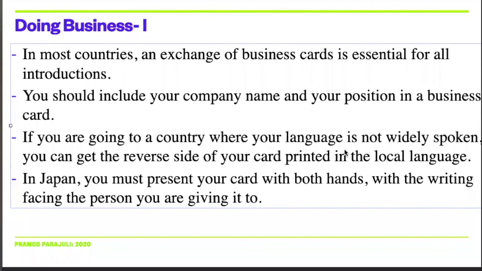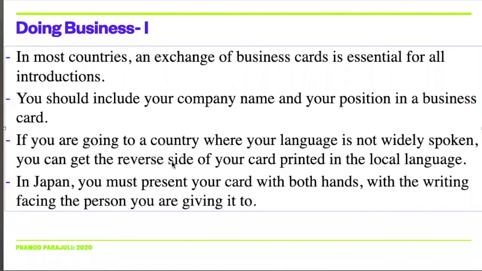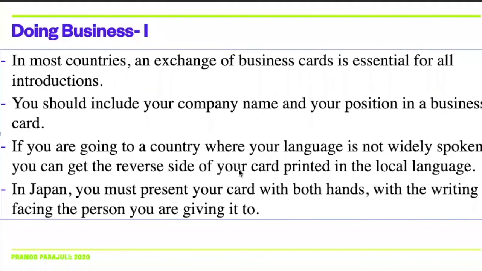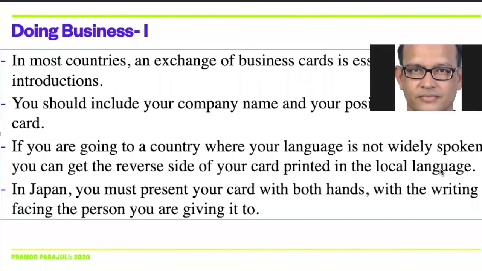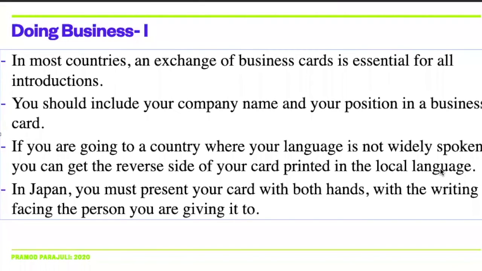Now, if you are going to a country where your language is not widely spoken, you can get the reverse side of your card printed in the local language. Reverse side means the back side of your card. Suppose, let's say you are going to talk to a Japanese business person. Then on the reverse side of your card, your information should be printed in the local language. Local language means the language of that country. Maybe you can print your company name, your position, or your status in your own language, but if you are going to Japan and meeting a business person, then you have to write that in that country's language. In Japan, you must present your card with both hands. You must present your card with both hands.